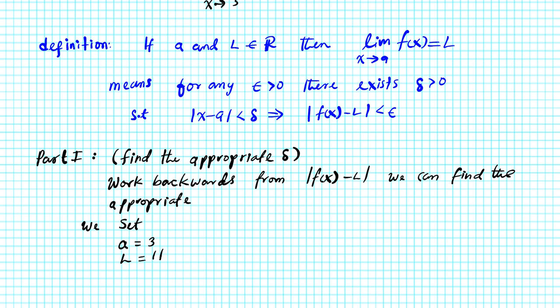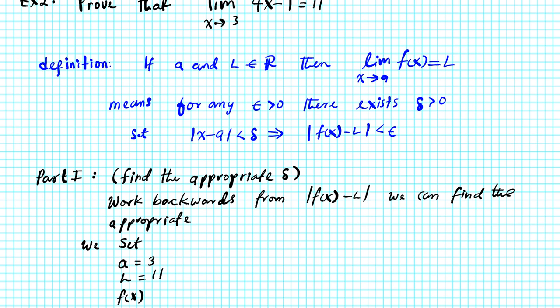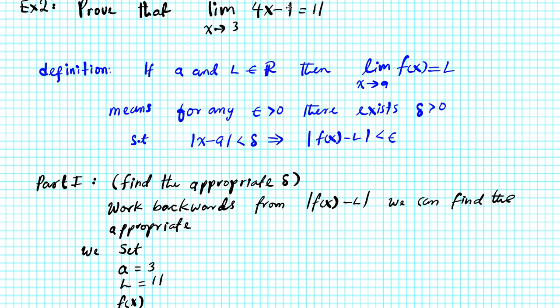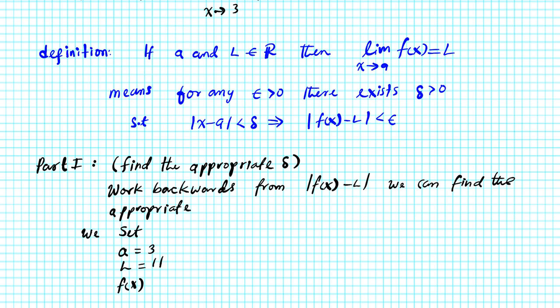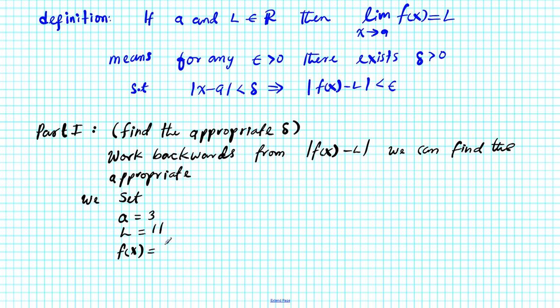And what is our function f of x? Our function f of x is 4x minus 1. That's what our function is going to be. So these are what we're going to be using to do the proof.